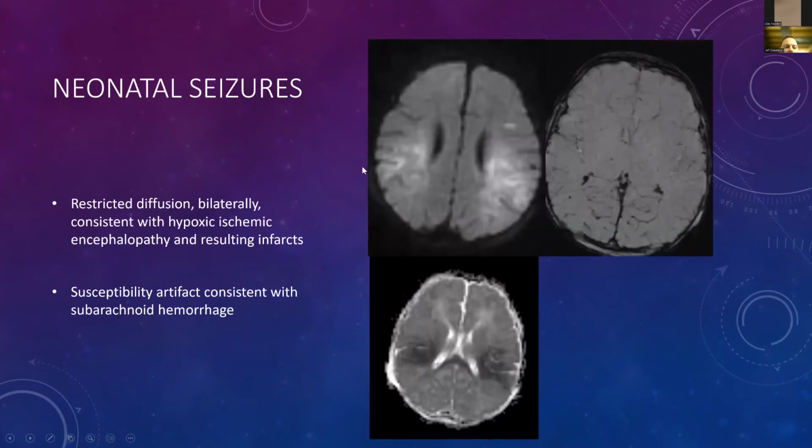This is a neonatal seizure patient. You'll see restricted diffusion, with DWI hyperintensity matched by ADC hypointensity. These are areas that are prone to infarction, and then you can see the susceptibility artifact within the sulci here. These are areas of subarachnoid hemorrhage.